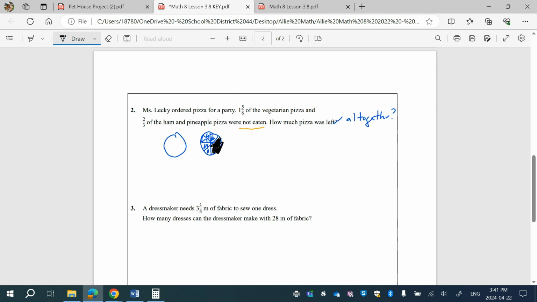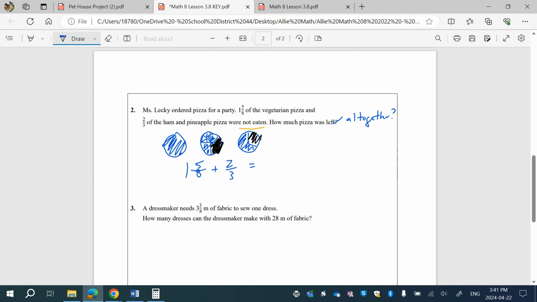Okay, and 2/3 of a ham and pineapple pizza would look something like this. So this part's still there, this part's still there, but that part is eaten, no longer. So that's how much, and we've got to figure that out all together. So we're going to add these. So we have 1 5/8 plus 2/3.